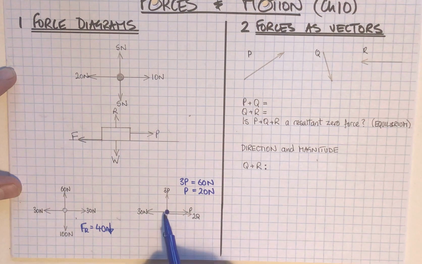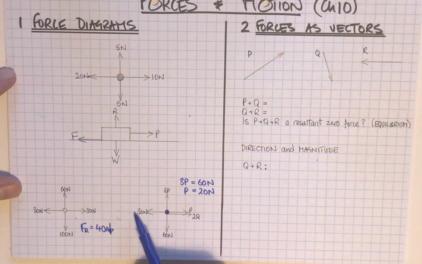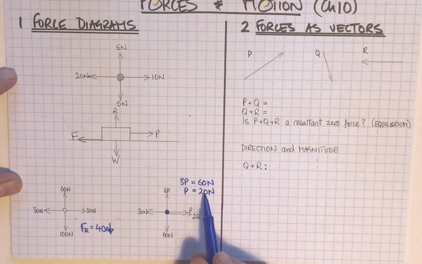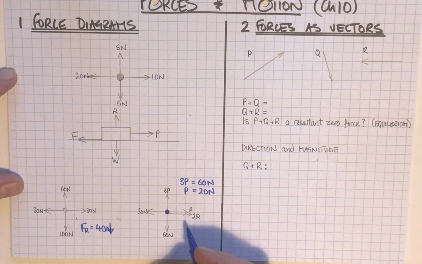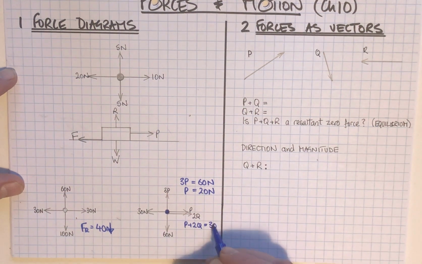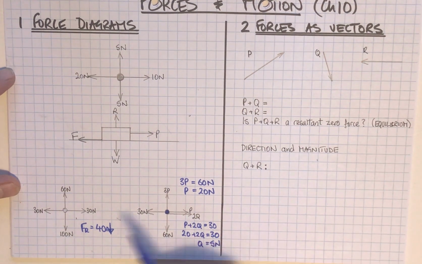It's an equilibrium, so the forces left and right have to cancel each other out. If you've got 30 newtons pulling left and P plus 2Q pulling to the right, now we know that P is 20, so P plus 2Q has to be the same as that. We know that P is 20, so 20 plus 2Q equals 30, so Q therefore has to be 5 newtons.